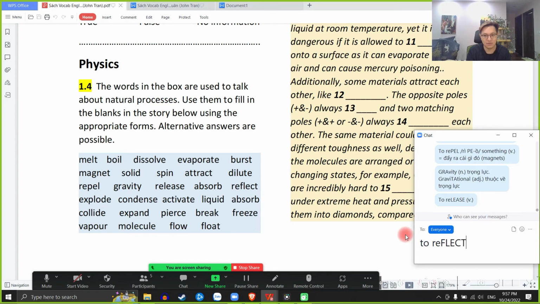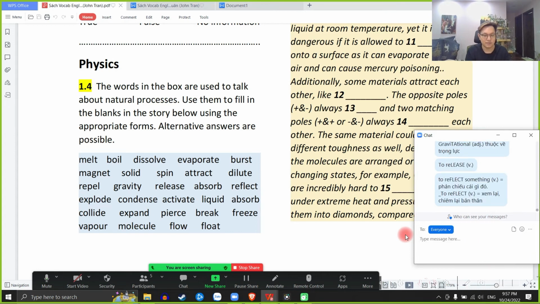Reflect. To reflect something. Phản chiếu cái gì đó. But reflect also has another meaning. To reflect còn có nghĩa là xem lại, chiêm nghiệm, xem lại bản thân. So the noun form is reflection.